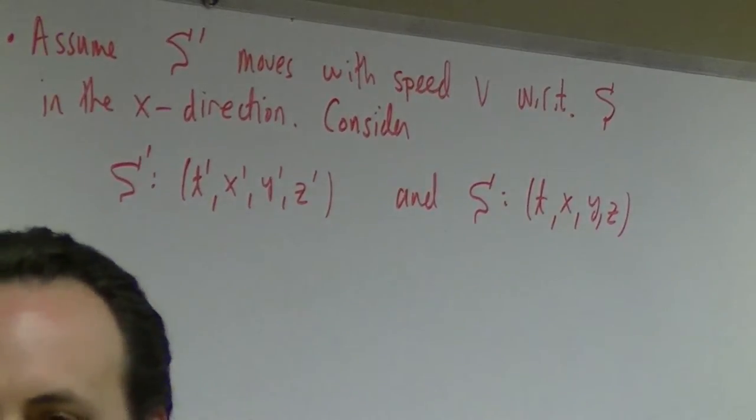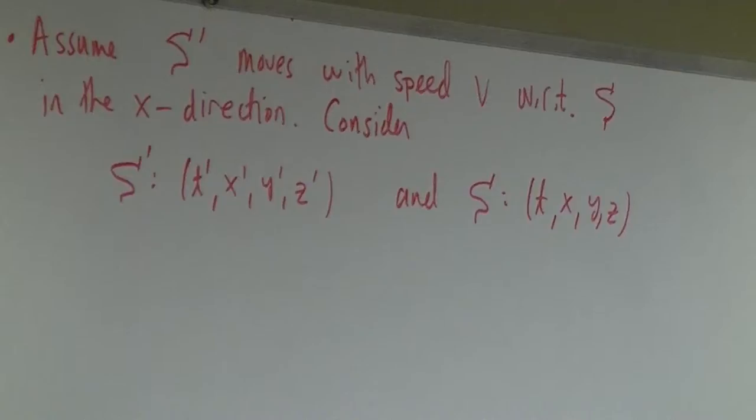I'm assuming though that these are in fact the same event, the same point in space-time, right? So what I'm trying to say is X prime, Y prime, Z prime, T prime, and T, X, Y, Z, these are describing the same space and time. The question is, how are these different choices of coordinates related? So this would be the analog of x, y, z versus x prime, y prime, z prime, describing the same point in space. We didn't talk about time.